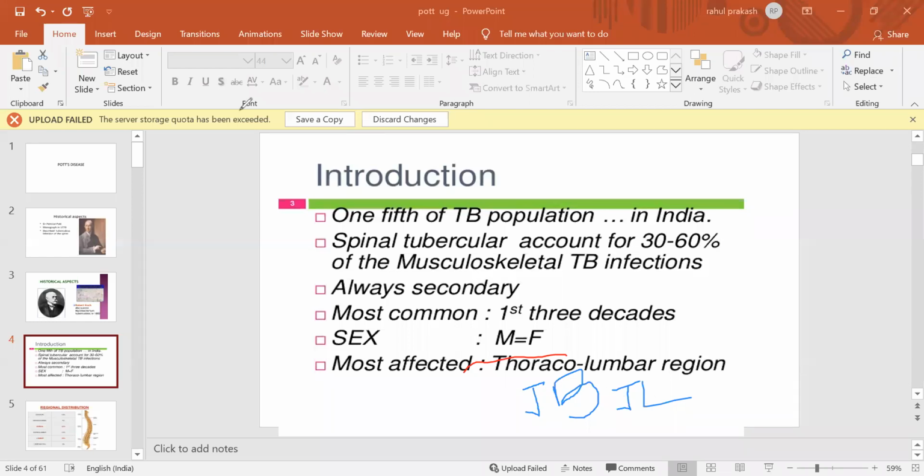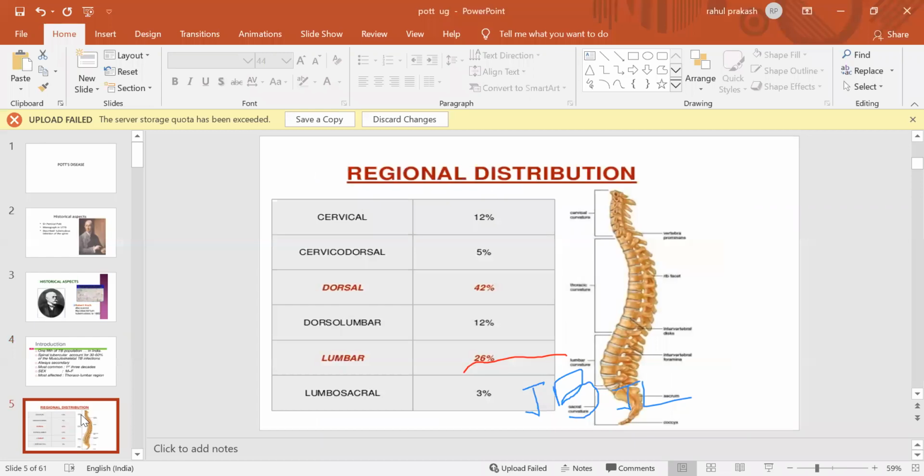Okay, so the next slide would come. Is my slide changing or the same? Sir, it changed.